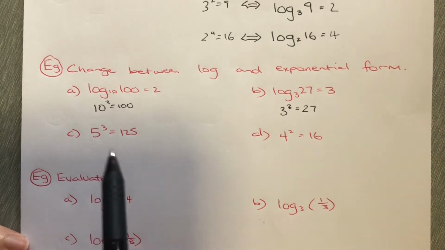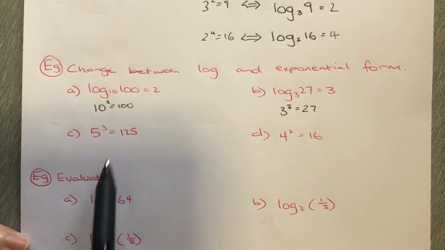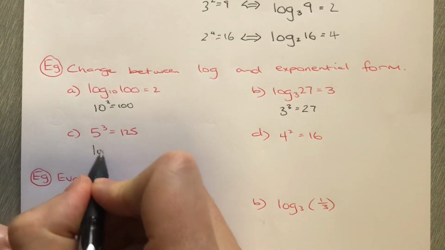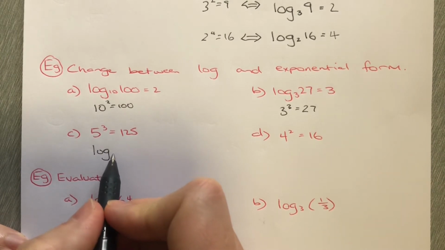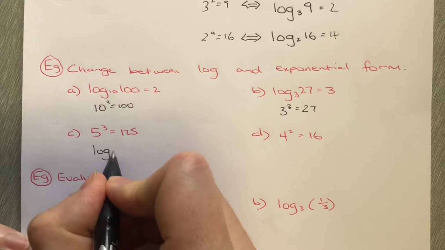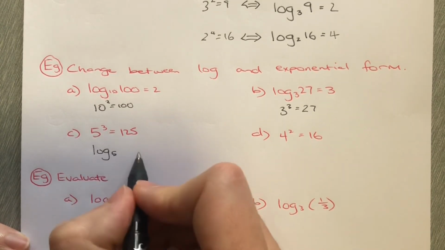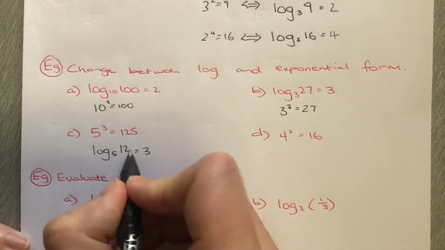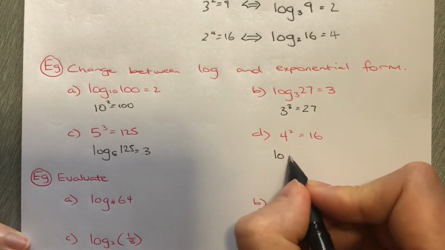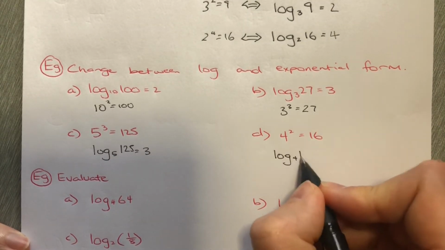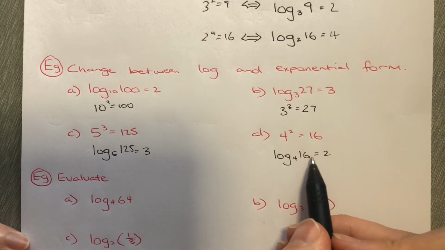Now we're going to go backwards this time. So we've gone from log to exponential. Now we're going from exponential over to log. So log. Now this is the base of an exponential, and whatever goes down here is the base of the log. They're the same. So 5 to the power of 3 gives us 125. They're the exact same thing. This one over here is going to be log base 4, 16 equals 2. 4 squared equals 16.